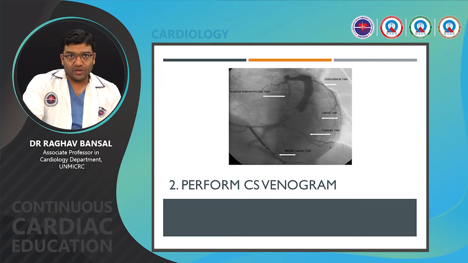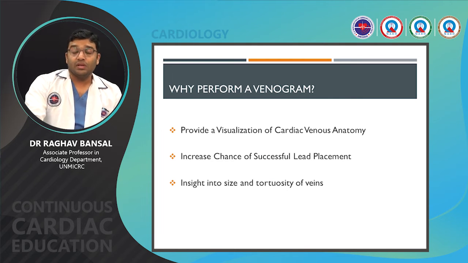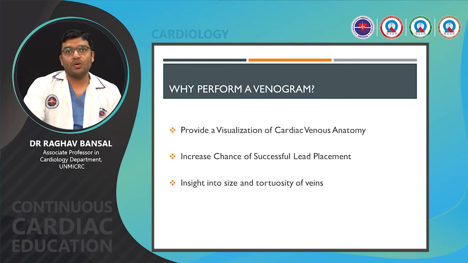Performing a CS venogram after cannulating the CS is the next step. This is important to provide a clear visualization of the cardiac venous anatomy. It is difficult sometimes to be very sure about the CS tributaries in an angiogram which is done as a follow-through coronary angiogram. So this increases the chances of successful lead placement, as you have a very nice view of the coronary venous system, and it also gives us insight into the size and the tortuosity of the tributaries, so we can select the appropriate vein.